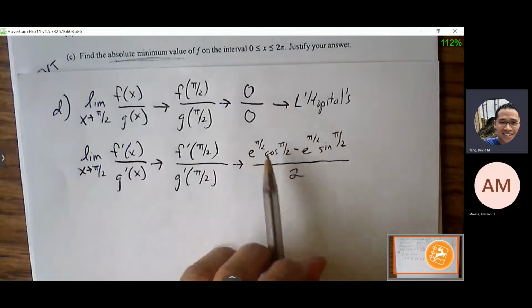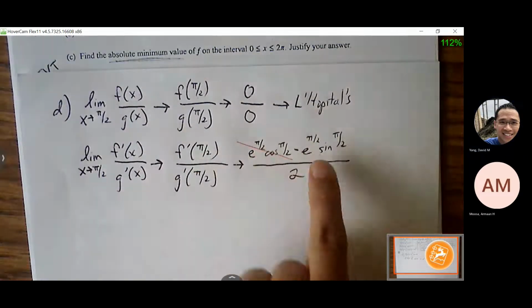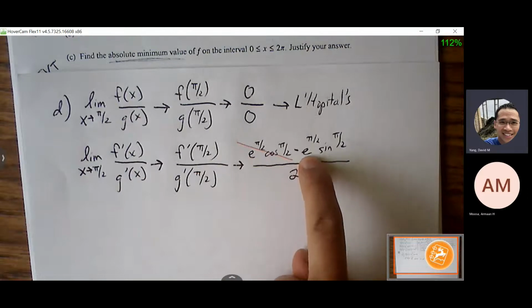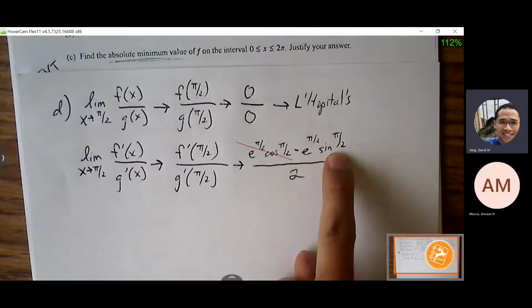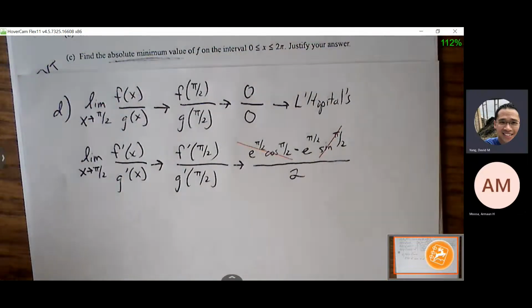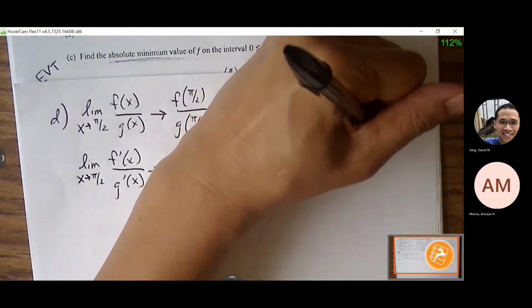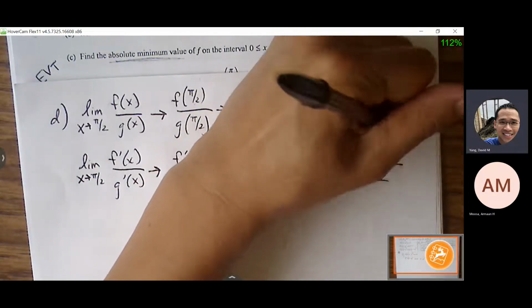Do some cleanup here. Cosine of pi over 2 is 0, so that goes away. I'm just left with negative e to the pi over 2 times sine of pi over 2. Sine of pi over 2 is 1. So I'm just left with negative e to the pi over 2, over 2. That's a real number, so we can stop. We found our limit.